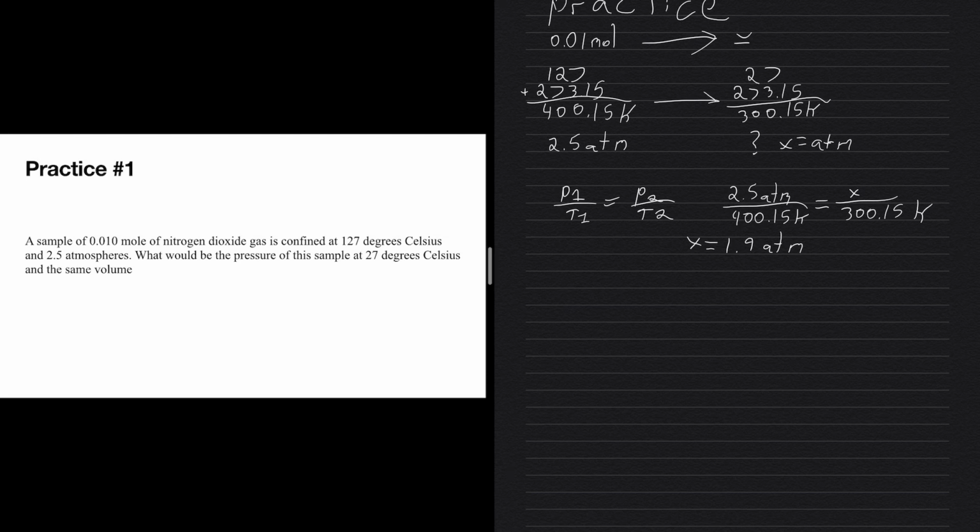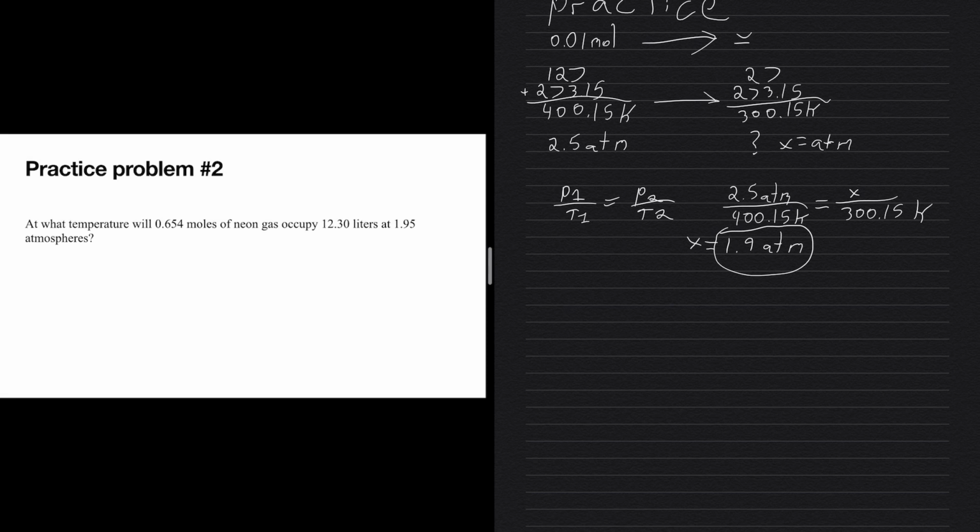Okay, so a way to double check this, if you aren't sure, is you can go 2.5 divided by 400.15 Kelvin. You can see the answer to that, and then you can go 1.9 divided by 300.15 Kelvin. They should be about the same. The numbers might be a little bit off because we did round, but I'm seeing that the numbers are both exactly the same for those equations, and so that means they're directly proportional and equal. So that would be our answer to practice problem number 1.